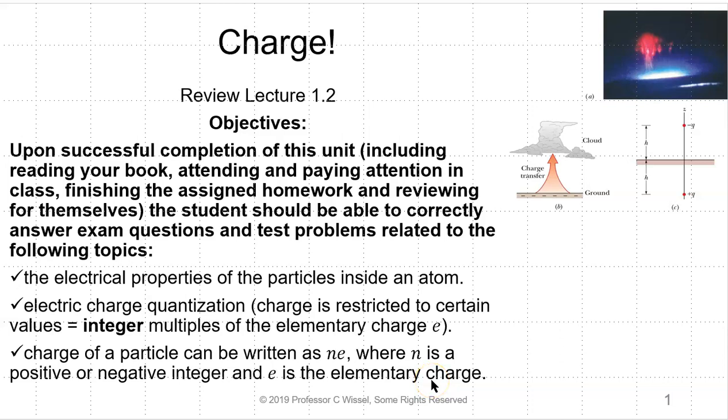Welcome to review lecture 1-2, charge. After doing this, you should be able to understand the electrical properties of the particles inside an atom, the electric charge quantization. In other words, charge is restricted to certain values, integer multiples of the elementary charge E. The charge of a particle can then be written as n times E, where n is a positive or negative integer, and E is the elementary charge.